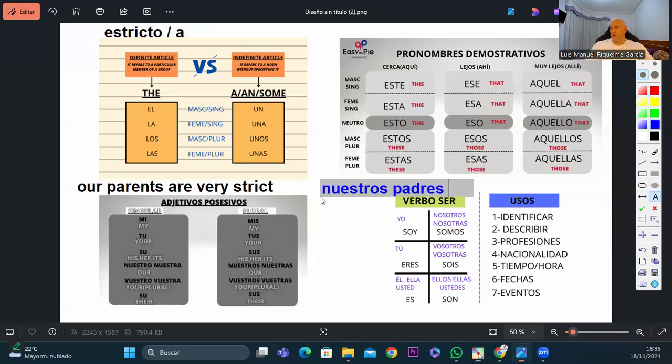Parents. Padres. And now our parents is a they. They are. What form of verb ser will you need? Son. Very. Muy. And now strict. But we are talking about parents. So the adjective is going to be male and plural. Estrictos. Nuestros padres son muy estrictos.